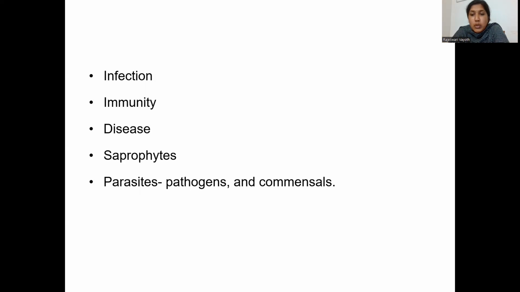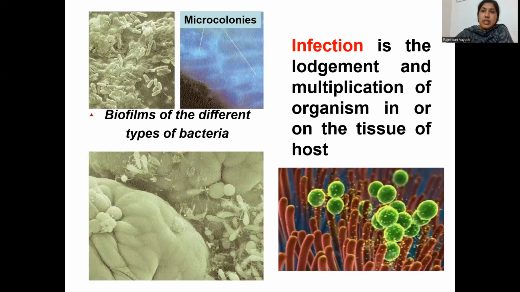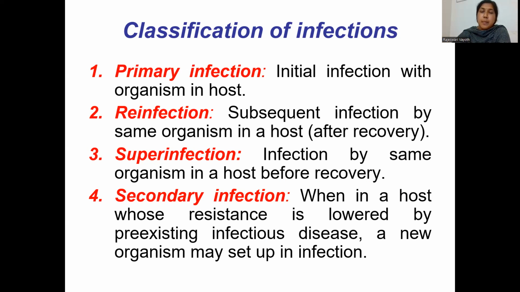Now, there are two important terms: infection and infectious disease. Let's see what is the definition of infection. Infection is the lodgement and multiplication of an organism in or on the tissue of a host. There are different types of infection. In infection, the parasite invades the cell and infects the cell. Basically, there are mainly 10 types of infections. Let's start with the definitions of all these infections.